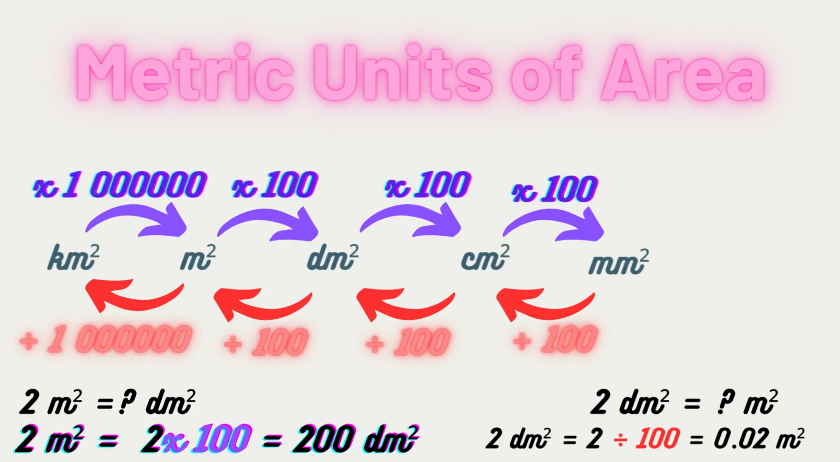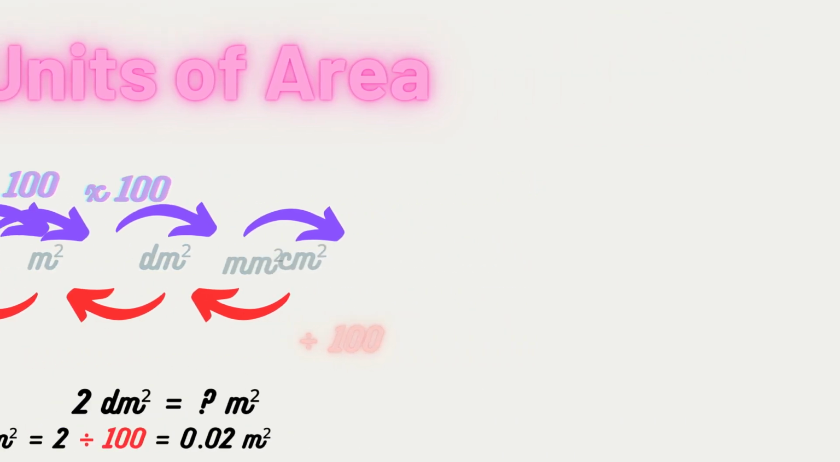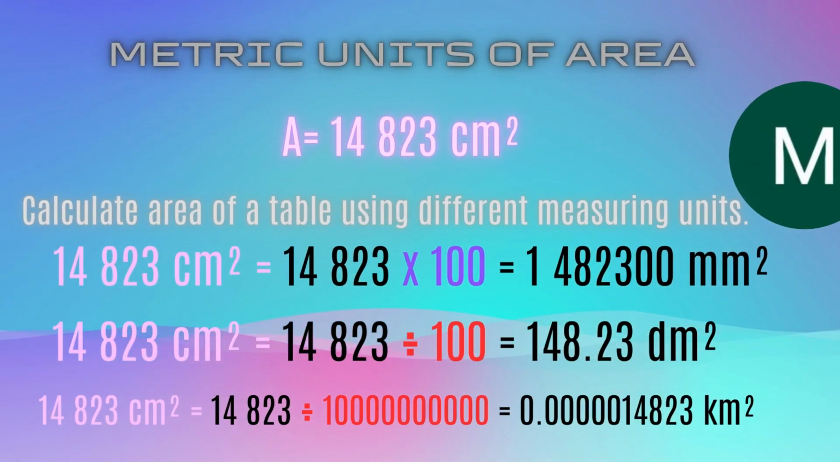This number you can find below the red arrow, which is between the symbols km squared and m squared. The answer will be 2 divided by 100 gives you 0.02 meters squared, or in other words, 2 decimeters squared equals 0.02 meters squared.